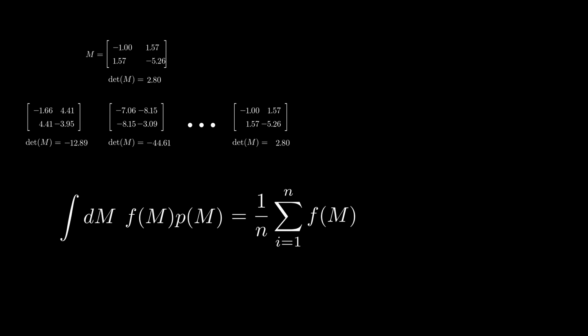The integral over dM refers to an integral over all possible realizations of M, or alternatively, all possible realizations of its independent entries. You can think of this as shorthand for a multi-integral over all independent entries Mij. Meanwhile, f of M is the quantity we wish to average, and p of M represents the probability density of encountering a particular matrix M.